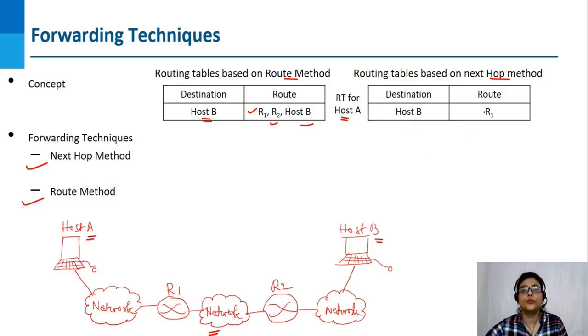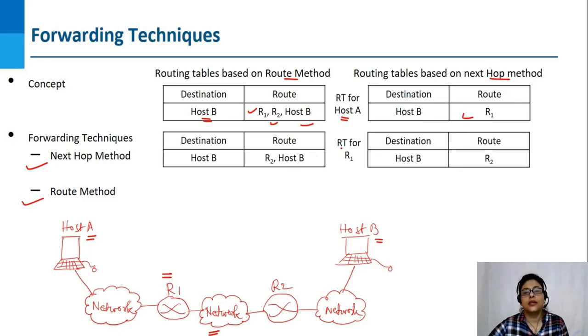B, and what should be the route? The route should be the next hop, or the next leg of the route, which is R1. So R1 will be placed here. Now let us look at the routing table for R1. What should be the routing table for R1?